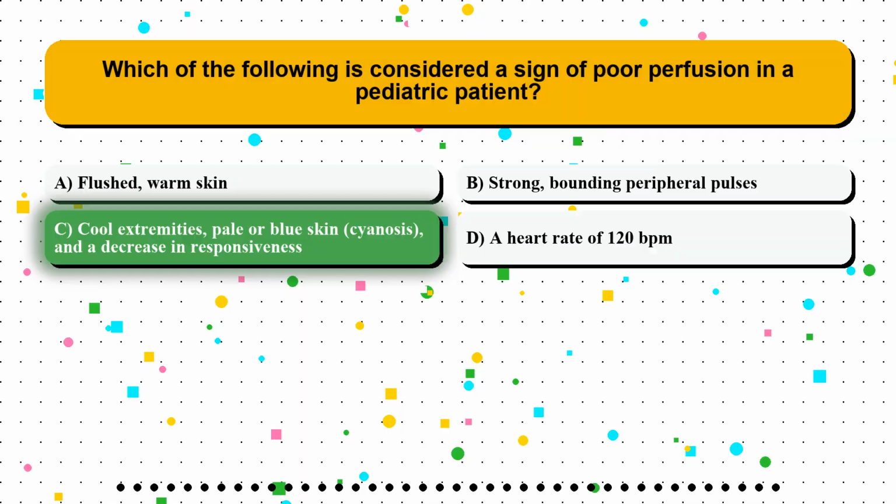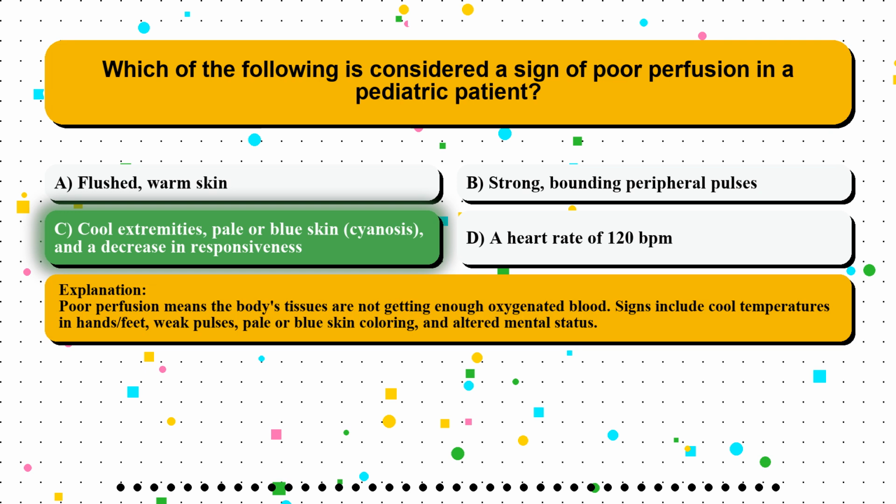The correct answer is option C, cool extremities, pale or blue skin, cyanosis, and a decrease in responsiveness. Poor perfusion means the body's tissues are not getting enough oxygenated blood. Signs include cool temperatures in hands/feet, weak pulses, pale or blue skin coloring, and altered mental status.